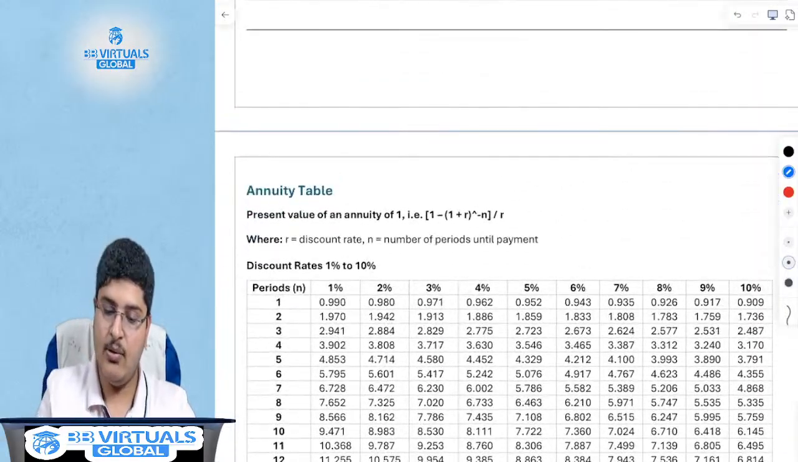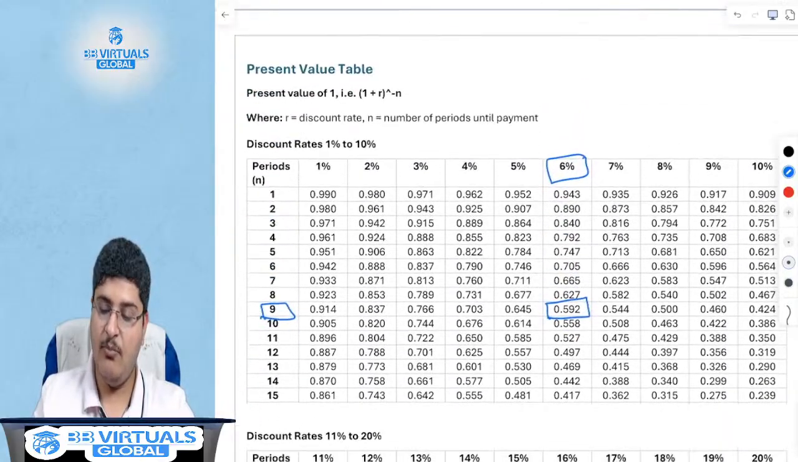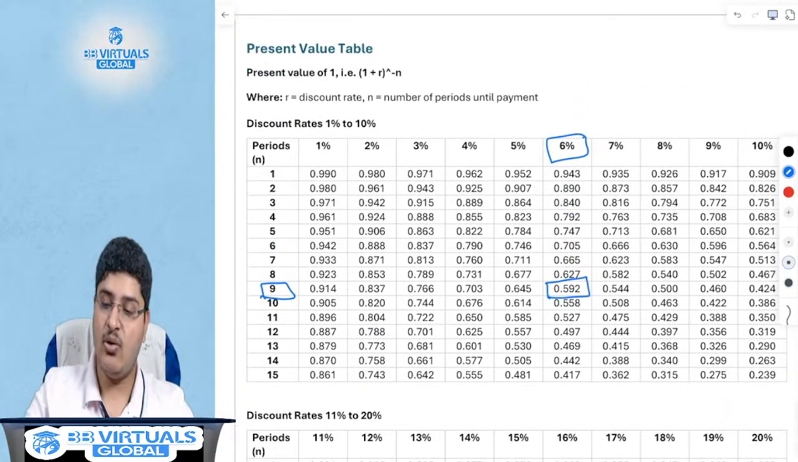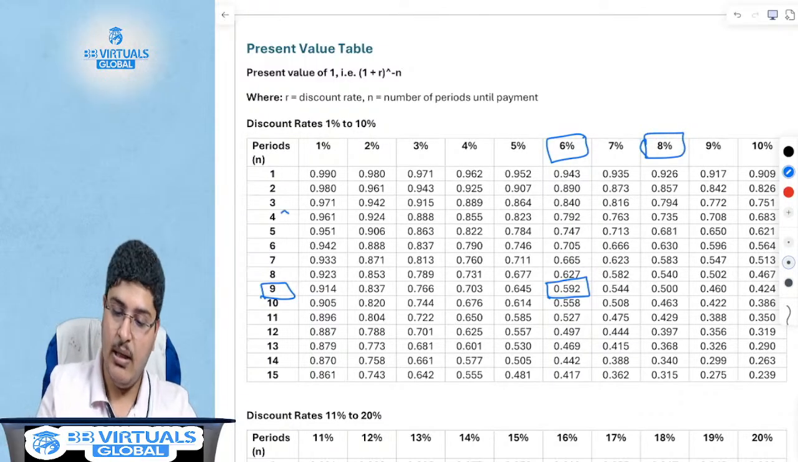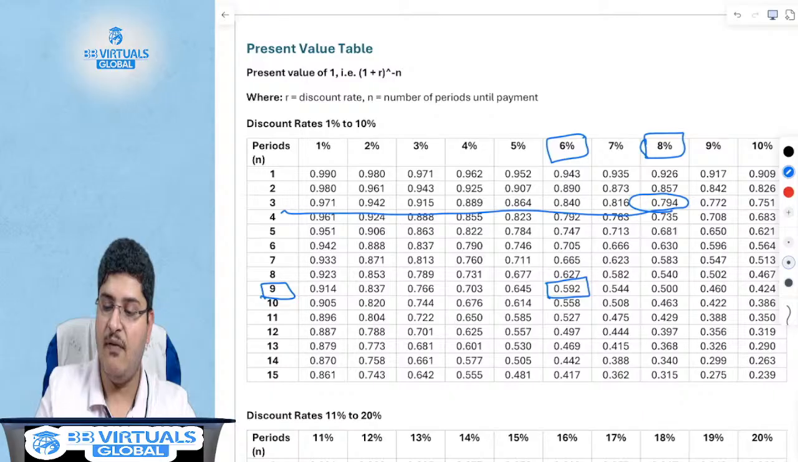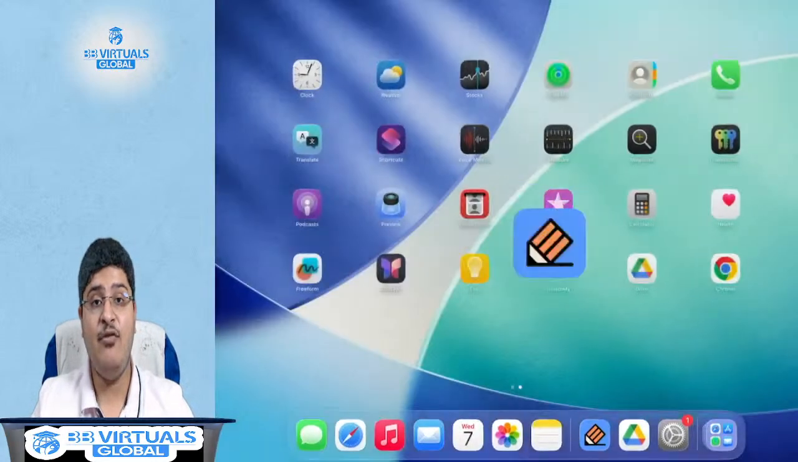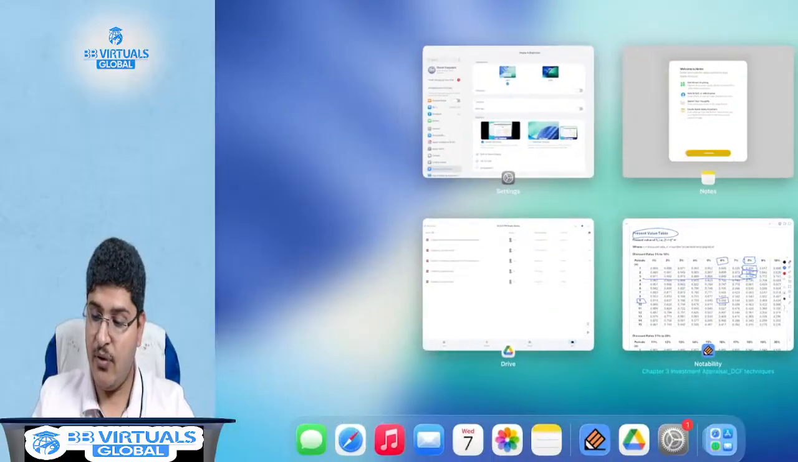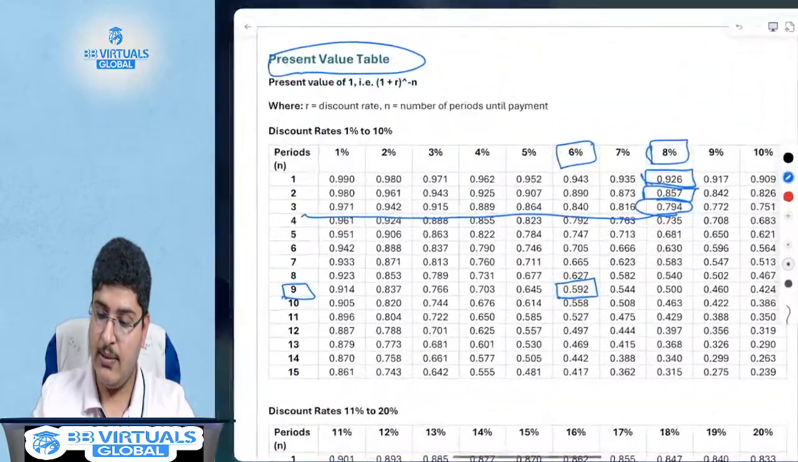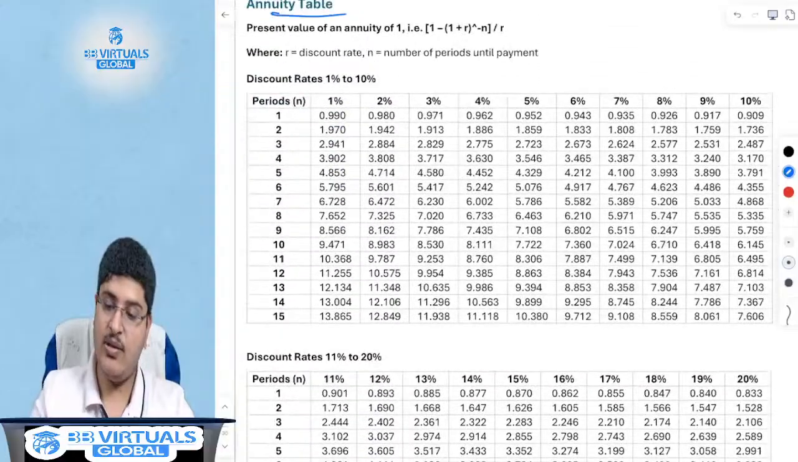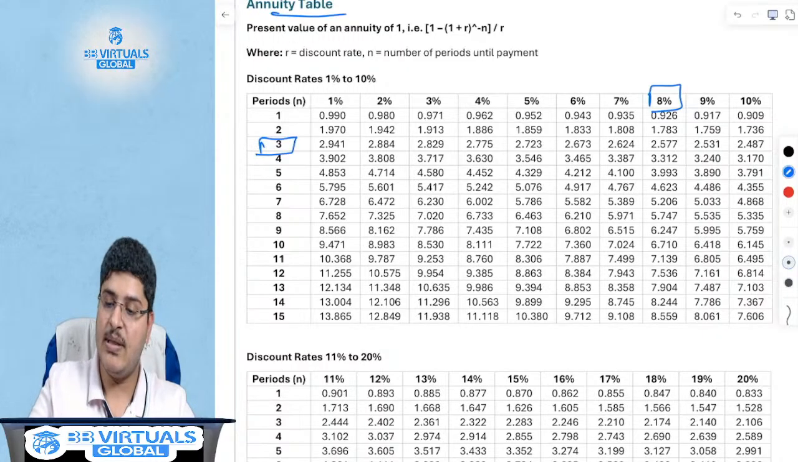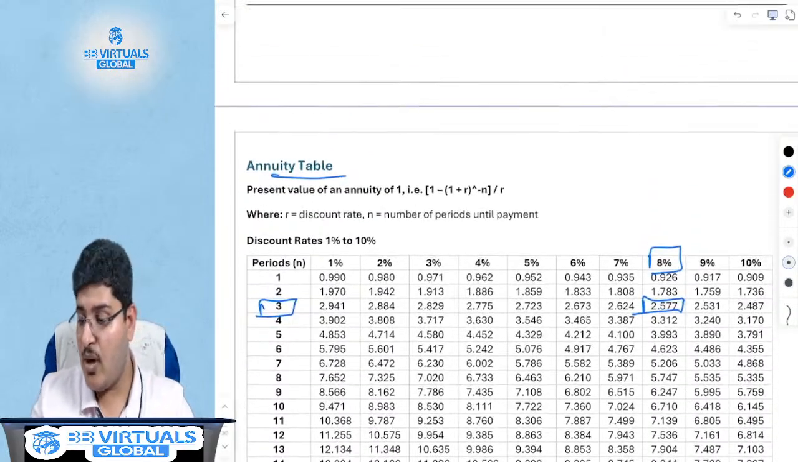This is the annuity table. This was the present value table. What does the present value table show? Present value shows that the value at 8% in the third year is 0.794, in the first year is 0.926 and in the second year is 0.857. This is the present value table. But we have to refer to the annuity table. Hence we will use the same methodology, but we will use the annuity table, period 3 at 8%, and hence the answer is 2.577.